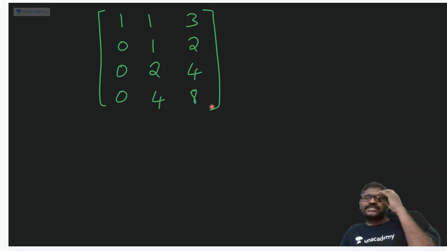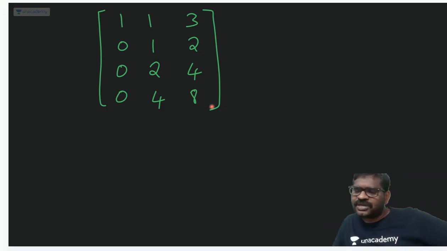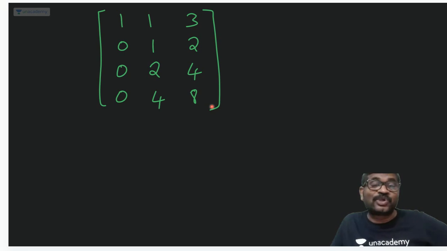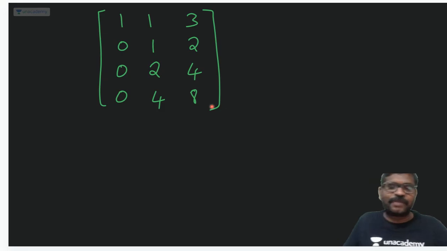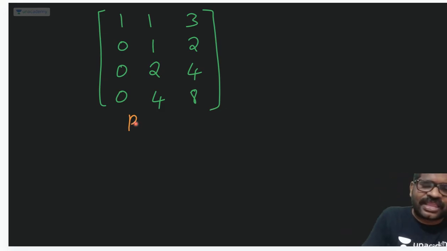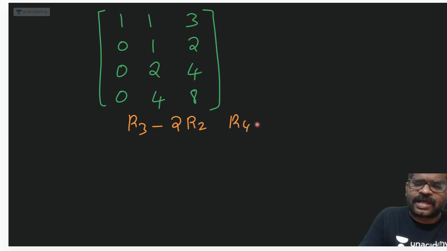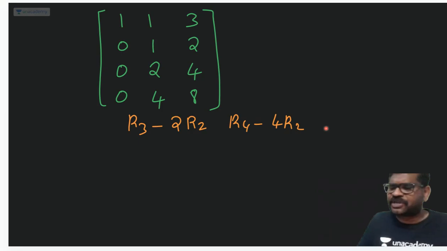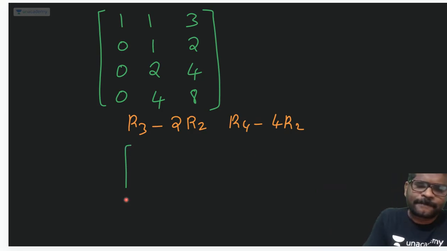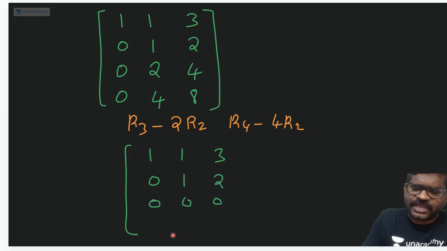Now, tell me, is it in echelon form? No. Because the number of zeros before the non-zero element are 0, 0, 0. Equal. It is not satisfying the condition. That's why apply the operations R3 minus 2 times R2 and R4 minus 4 times R2. 0, 0, 0, again 0, 0, 0.